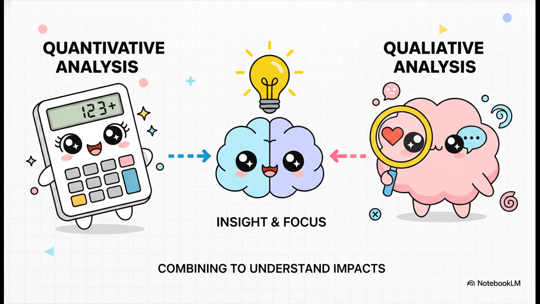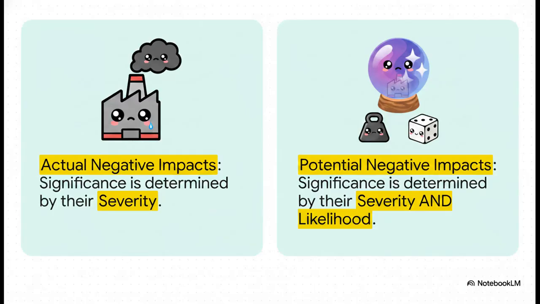It combines the hard numbers, your quantitative data, with the story and context behind them, the qualitative side of things. Blending those two is what gives you a sharp, clear picture of which impacts are the most critical and need your attention right now. Now, here's a really important distinction that GRI makes, so lean in for this one.